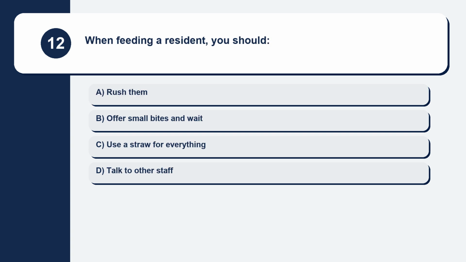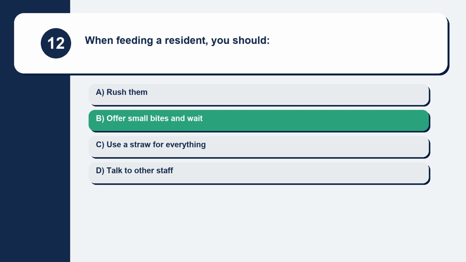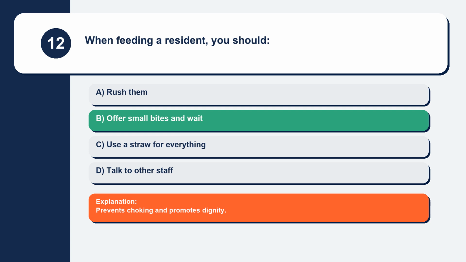Question 12. When feeding a resident, you should rush them, offer small bites and wait, use a straw for everything, talk to other staff. Prevents choking and promotes dignity.